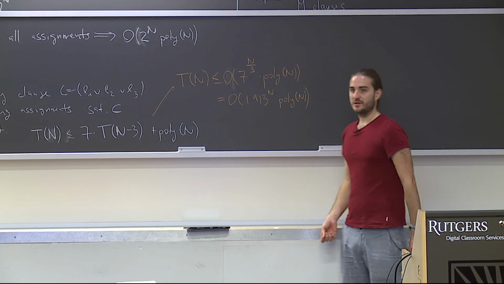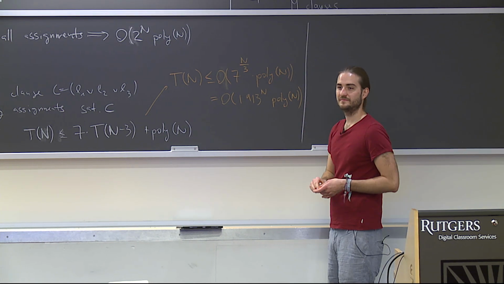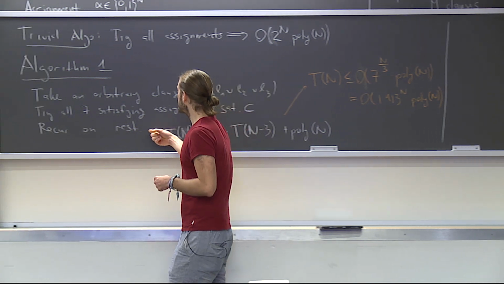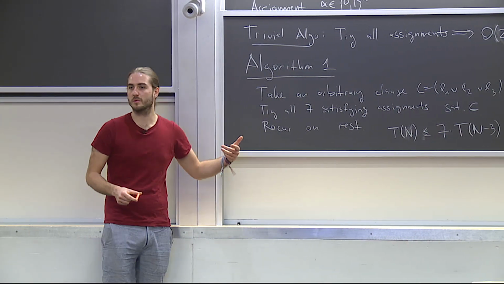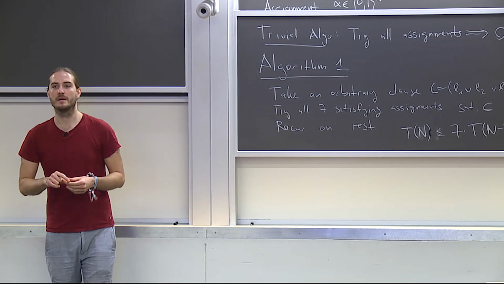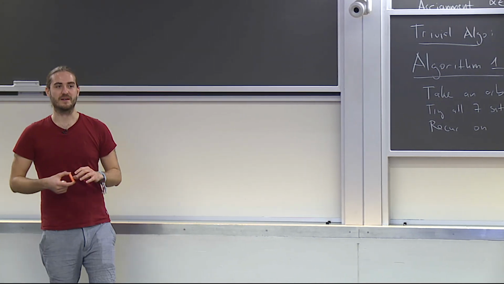OK, so we can do something non-trivial. Let's try more. Do you see a way of improving this algorithm a little bit? Let's stick to the same framework. Let's, for now, stick to the framework where you take one clause and you do something with its satisfying assignments and you recur. We'll do some smart stuff later, but just for this. Can you see some kind of optimization of this algorithm?